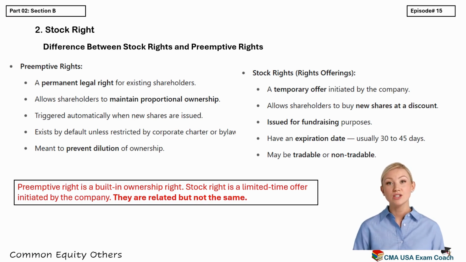On the other hand, stock rights, also called rights offerings, are temporary and they are issued at the discretion of the company. It's a short-term opportunity to buy new shares, usually at a discount, and it lasts only for a specific time period. It's more of a fundraising tool used when the company decides to raise capital. So remember, preemptive right is an ongoing shareholder protection, while stock right is a short-term offer for new shares. They serve similar purposes, but are not the same thing.